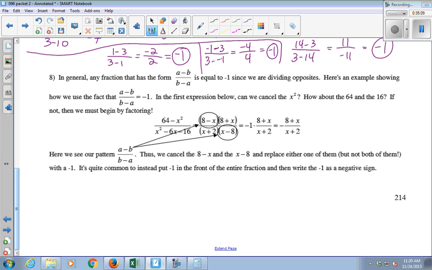So we replace one of them, but not both of them, with a negative 1. Those circled factors reduce to a negative 1. And then I still have 8 plus x over x plus 2. That's my final answer, negative 8 plus x over x plus 2.